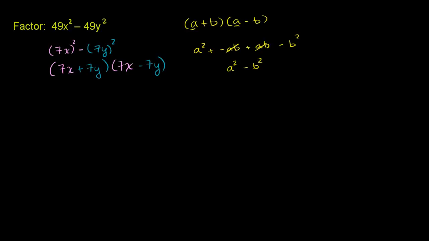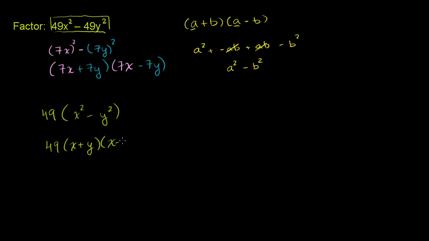Now, there's one alternate way that you could factor this, and it would be completely legitimate. You could start from the beginning and say, you know what? 49 is a common factor here, so let me just factor that out. So you could say it's equivalent to 49 times x squared minus y squared. And you say, oh, this fits the pattern of a squared minus b squared. So this will be x plus y times x minus y. So the whole thing would be 49 times x plus y times x minus y.